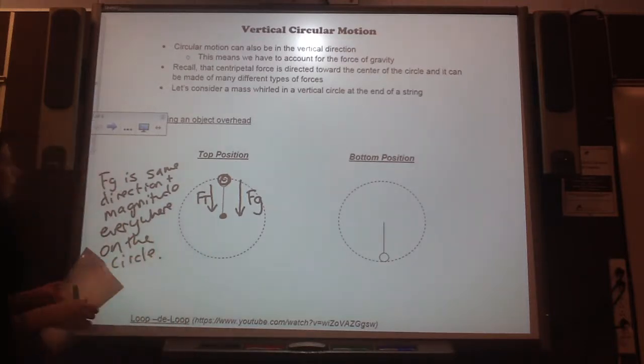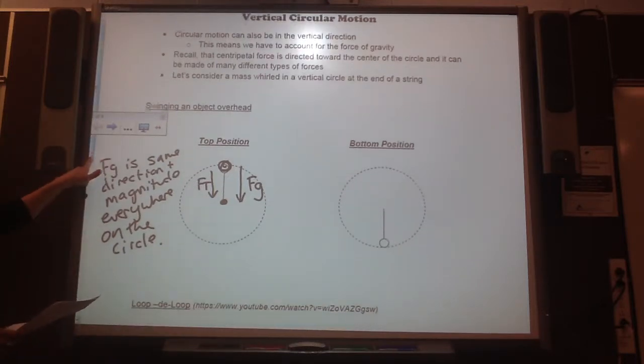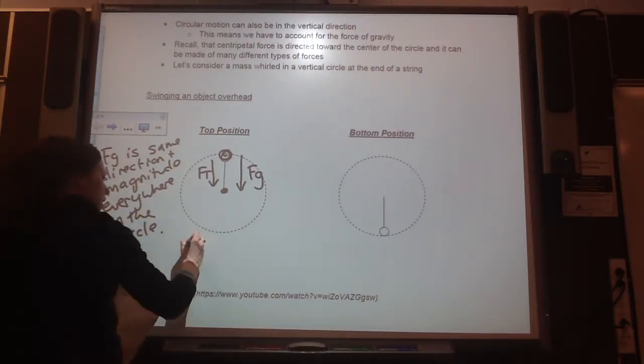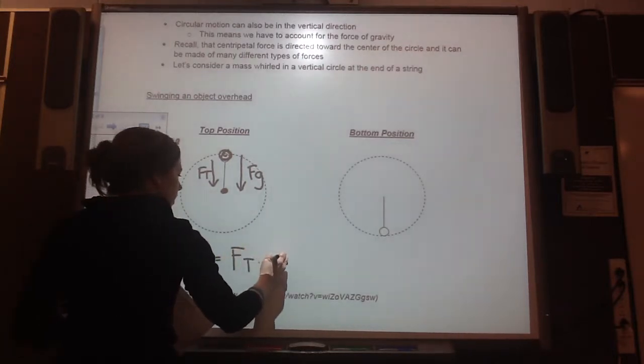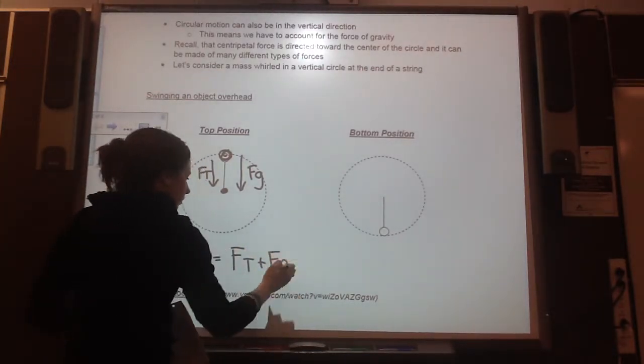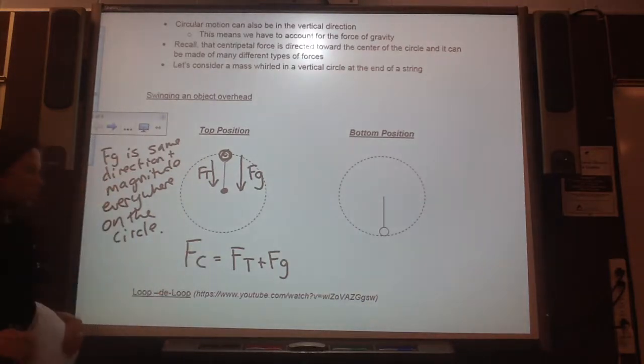All right, so now if I was to think about the centripetal force here, I can say that my Fc is equal to Ft plus Fg. The force of my tension and my gravity need to equal my Fc in order for that to be over top of my head and not be falling on me.